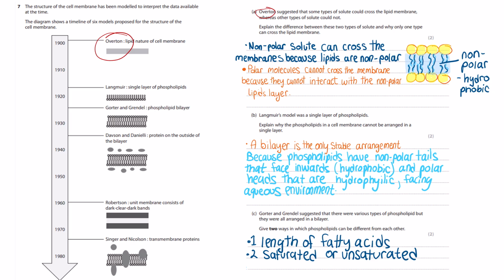Okay, Gorter and Grendel suggested that there were various types of phospholipids, but they were all arranged in a bilayer. Give 2 ways in which phospholipids can be different from each other. Well, first of all, the length of the fatty acids can be different. They can have different amounts of carbons. Number 2, they can be either saturated, means they have single bonds, or unsaturated, meaning they have double bonds.